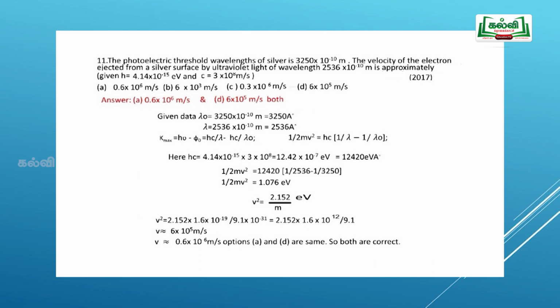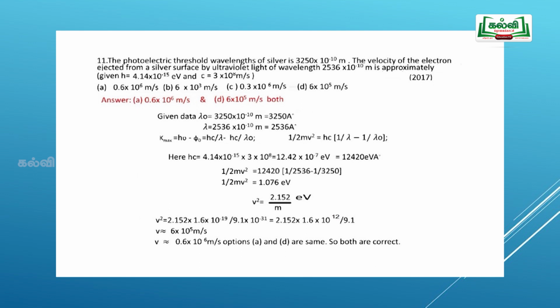The 11th question. The photoelectric threshold wavelength of silver is 3250 into 10 power minus 10 meter. The velocity of the electron ejected from a silver surface by ultraviolet light of wavelength 2536 into 10 power minus 10 meter is approximately. Here it is given in the question, h is 4.14 into 10 power minus 15 eV and c is 3 into 10 power 8 meters per second. They asked you to take this value, which means you should use it, because h is in terms of eV, not in terms of joule. So we should use only this value.